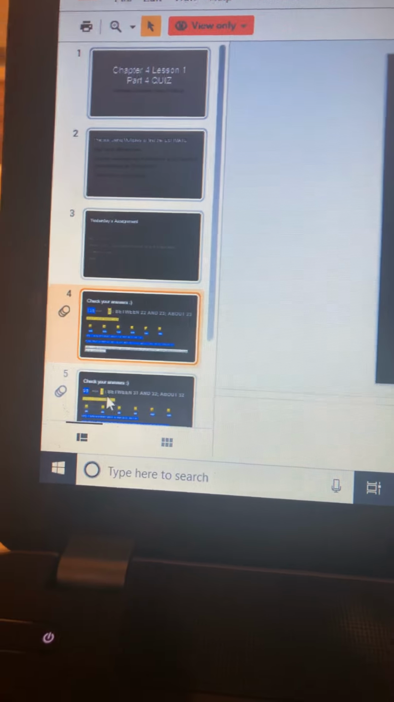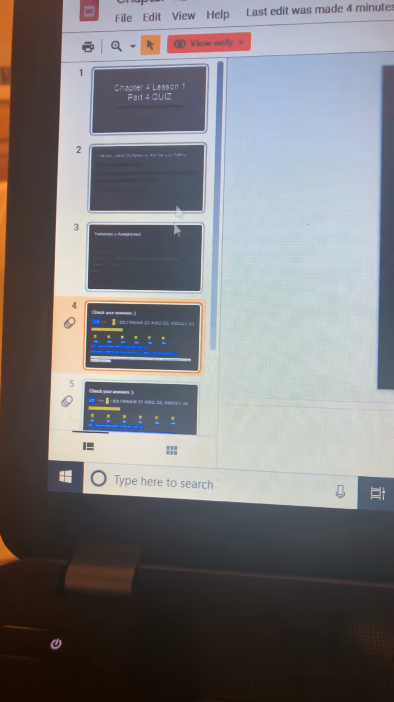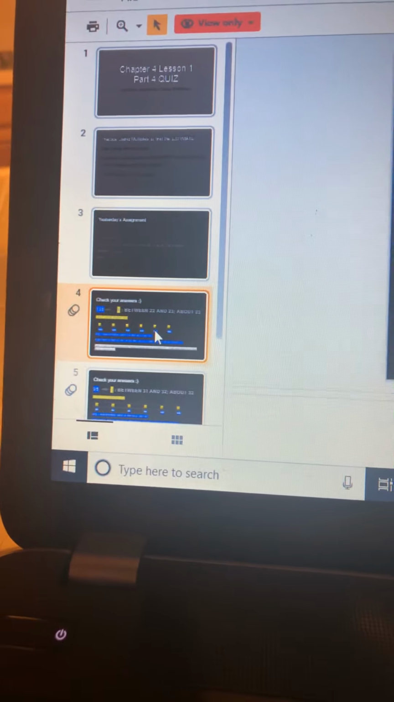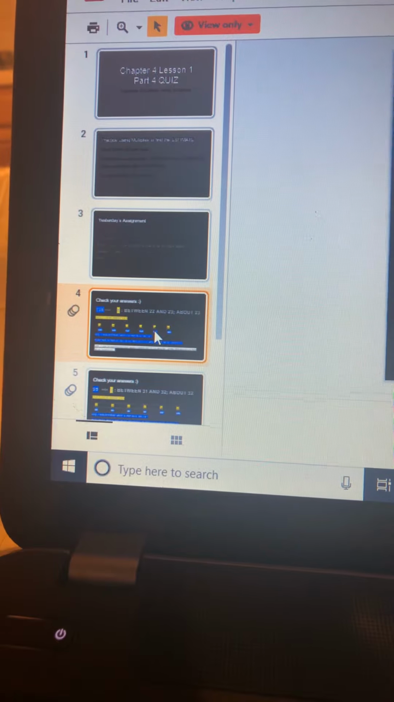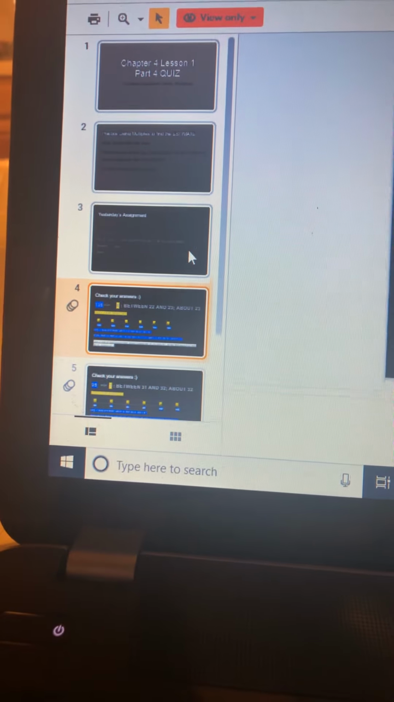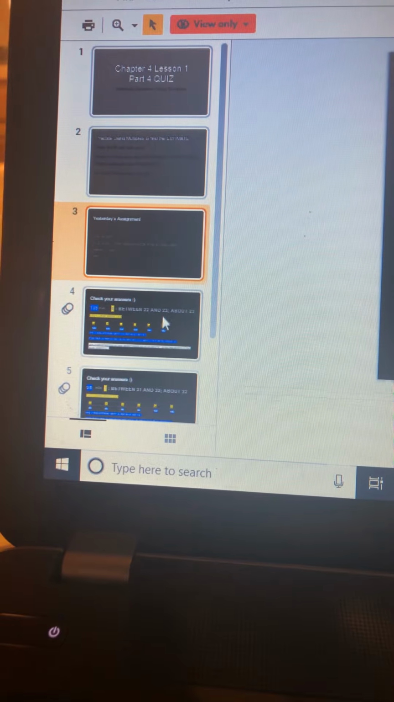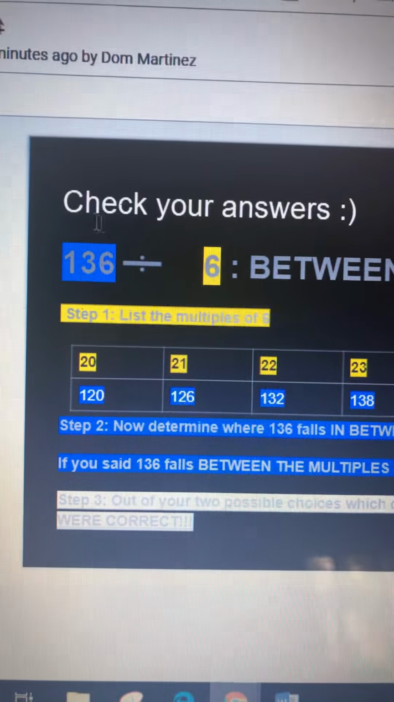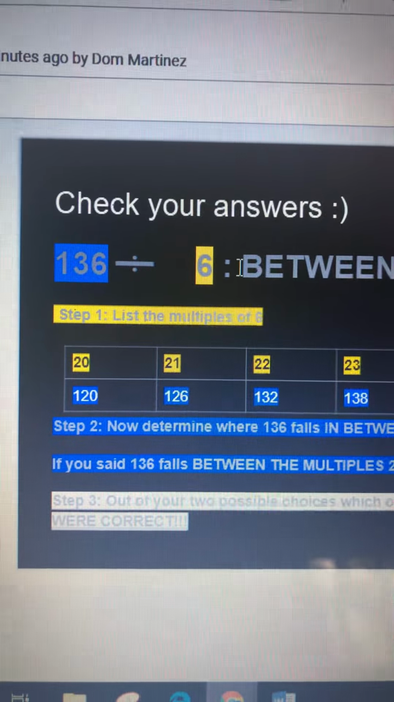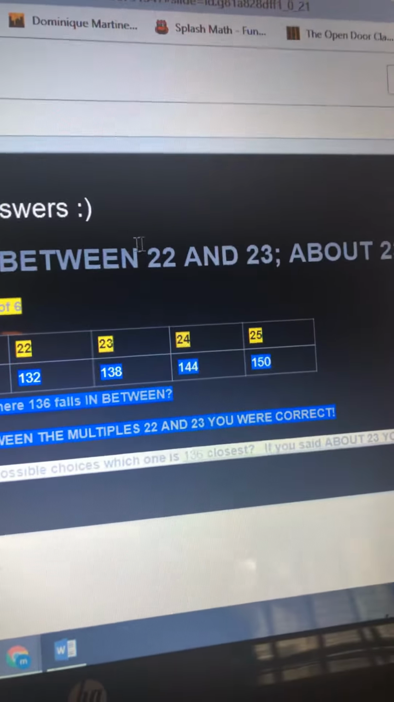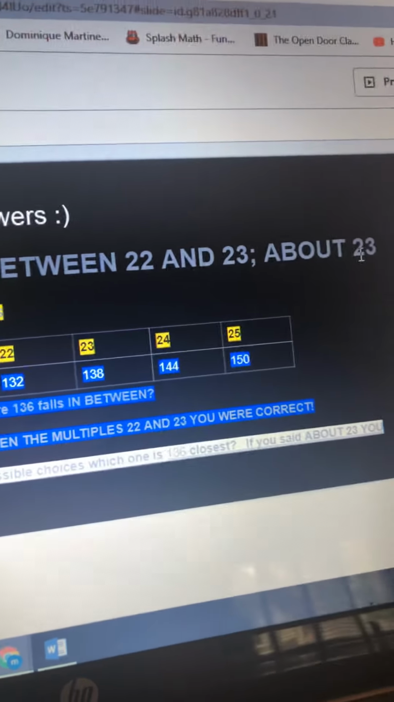Okay, so we're going to start at slide 4. You can skip over the first 2 slides. So we're going to start on slide 4. Okay, and actually, I'm going to have to change the slide, so ignore that. But start on slide 4, and your first problem was 136 divided by 6. So if you said between 22 and 23, and about 23, you are right.